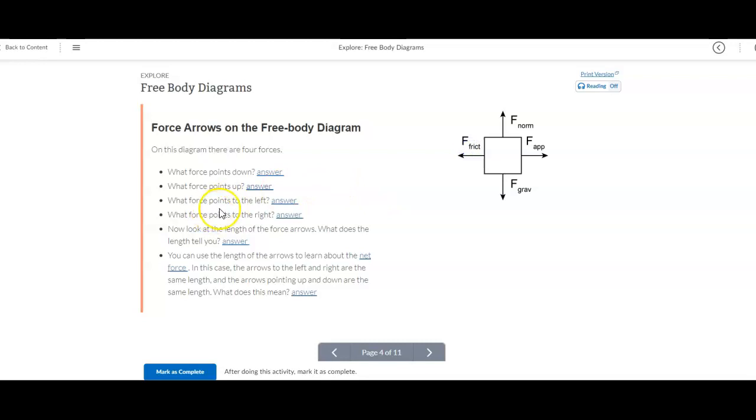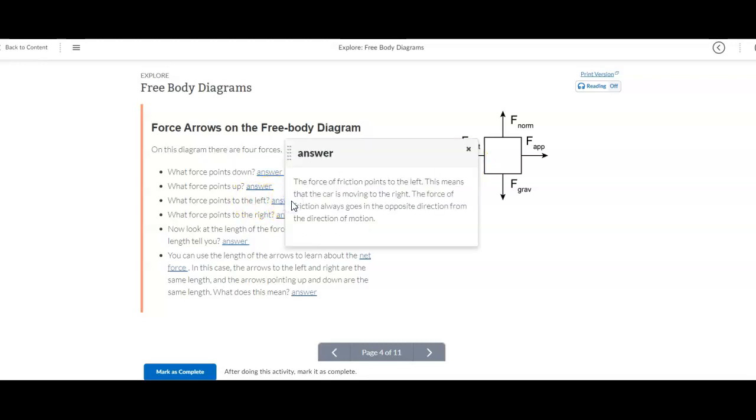And then the arrow that points, the force that points to the left. So here, that is the force of friction. This means it's moving. The car is moving to the right. So the force of friction is always going to go in the opposite direction from the direction of motion. So that could be a little bit confusing. You kind of have to think of like a mirror image there. If the object's moving, the friction goes the opposite direction.